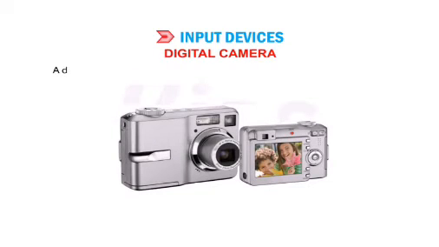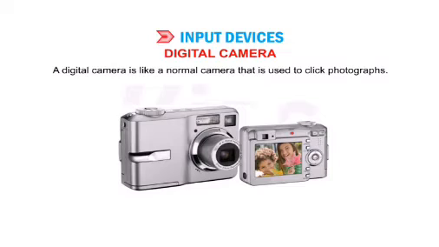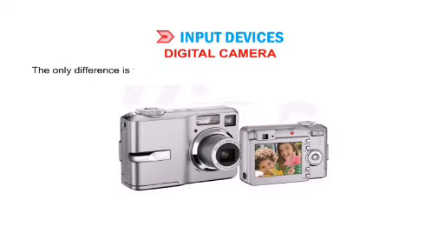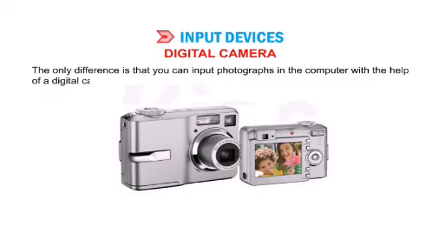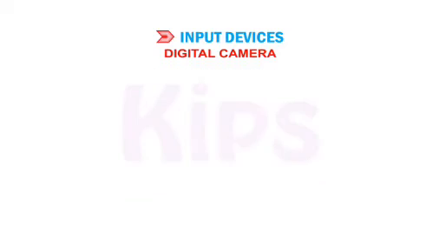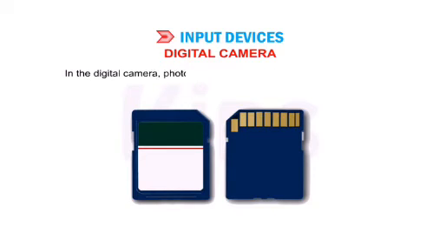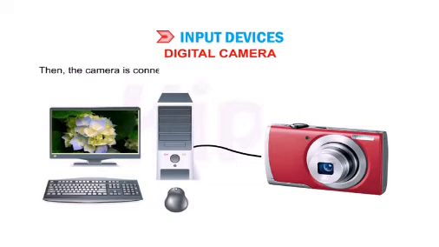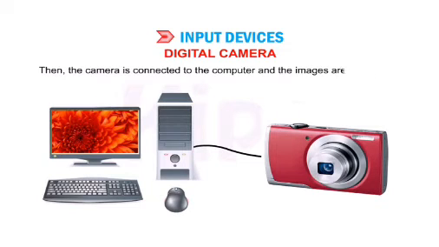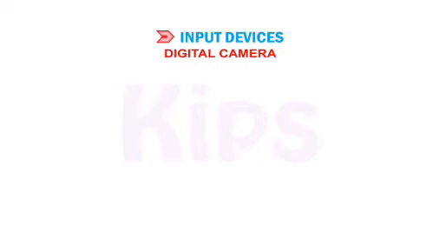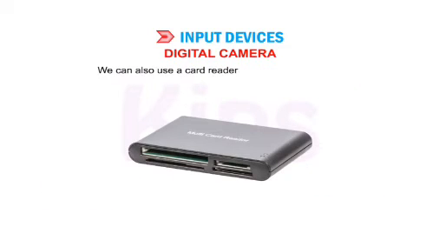Digital camera. A digital camera is like a normal camera that is used to click photographs. The only difference is that you can input photographs in the computer with the help of a digital camera, while in a normal camera you need to insert a film. In the digital camera, photos are taken and stored in a memory chip. Then the camera is connected to the computer and the images are transferred. We can also use a card reader to transfer the images.